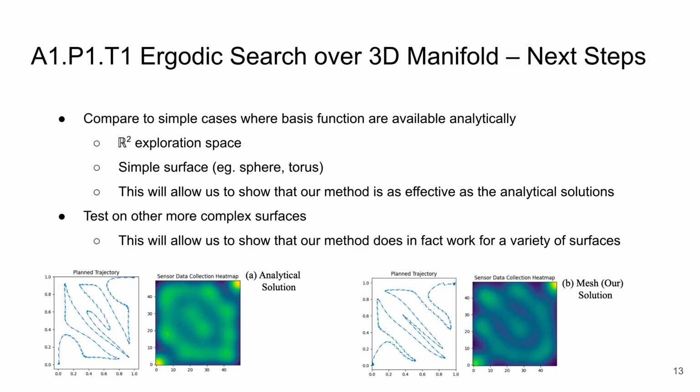We also compare it to our simple cases, or analytical solution cases, specifically comparing it to the R2 exploration space. So we're comparing it to the normal search that's performed in this 2D Euclidean space. And we see for the analytical solution, we're able to generate a nice trajectory that searches over the area using a specific sensor, specifically a Gaussian sensor. And using our solution, when we approximate this 2D space as a mesh, we're still able to generate this nice trajectory that seems to search the area completely.